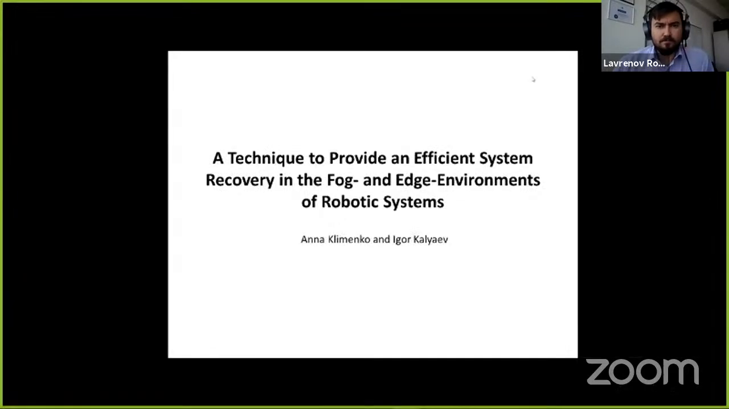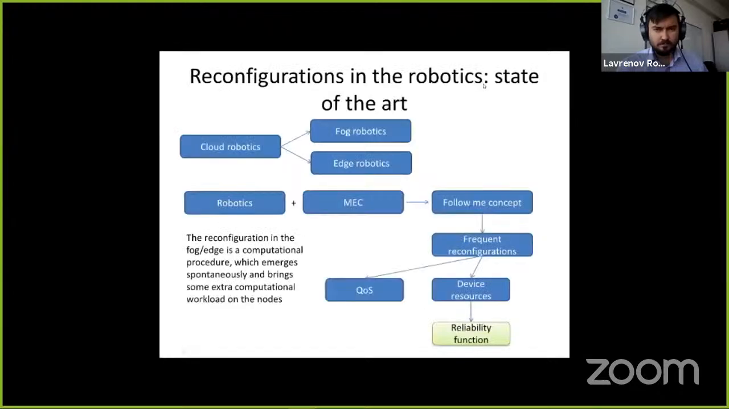Dear colleagues, today I present a paper named A Technique to Provide an Efficient System Recovery in the Fog and Edge Environments of Robotic Systems. Nowadays, fog and edge robotics have become an efficient mechanism to provide robots with low latency computational data processing services. Low latency data preprocessing is of high importance for such robotic areas as assistive robots, mobile robots, robot swarms, and many others.